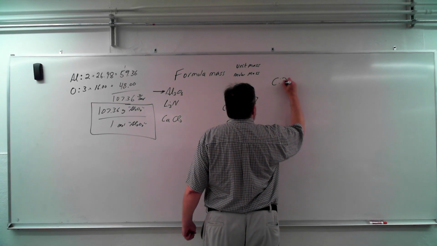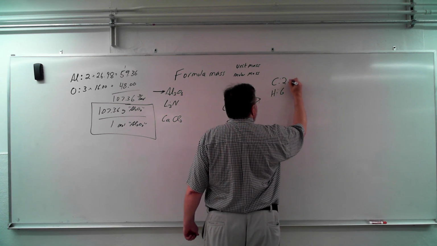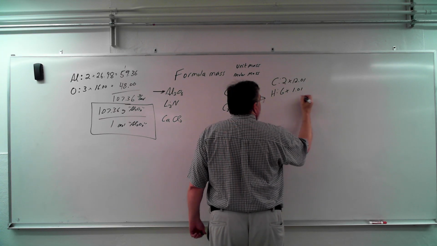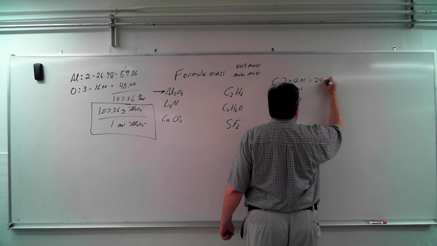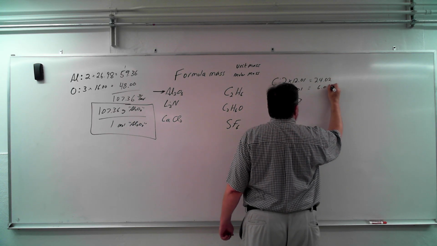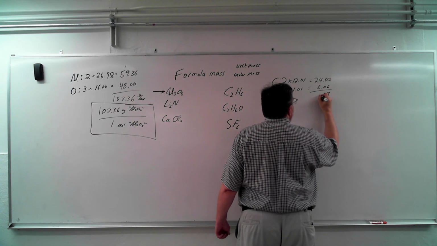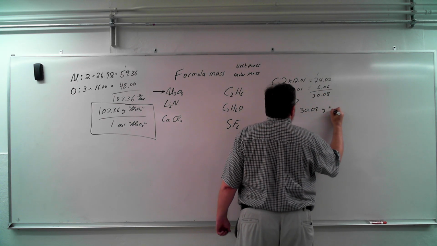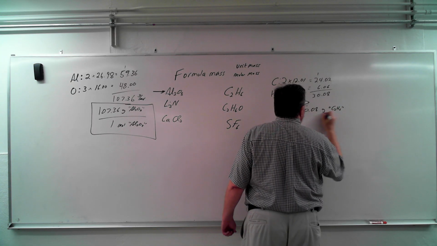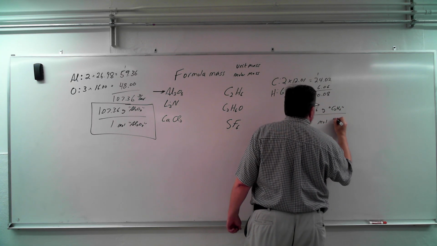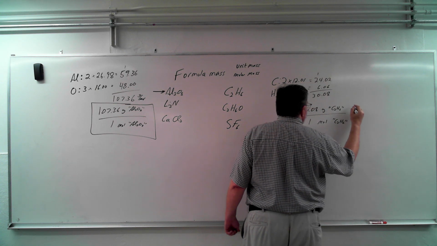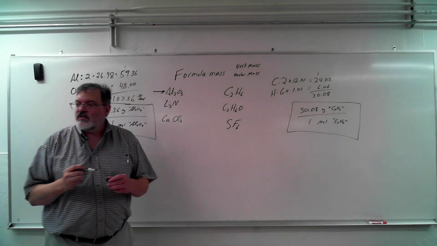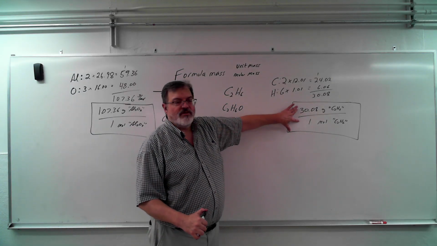C2H6, carbon, I have 2 of them. Hydrogen, I have 6 of them. Carbon is 12.01. Hydrogen is 1.01. This will be 24.02. This will be 6.06. Same idea, 30.08 grams of C2H6 is 1 mole of C2H6. And again, you can use those in those types of problems.